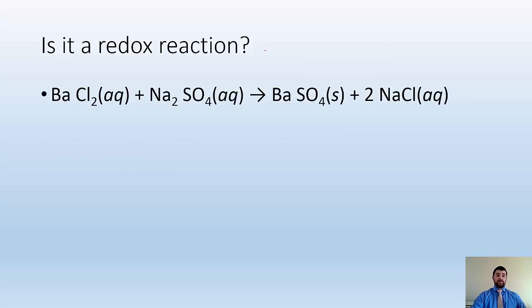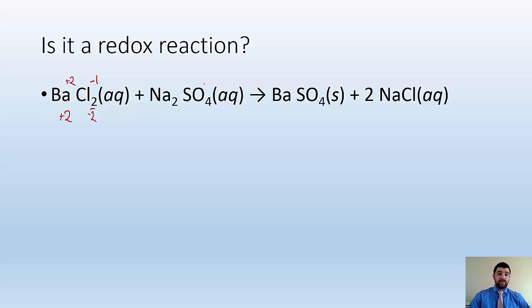So, is it a redox reaction? Well, let's take a look. I'm looking at this reaction. I always start with the more electronegative atom, and I have chlorine, so I know each chlorine is -1. If I got 2 of them, that tells me I got -2 charge overall, which means I need a +2 because this compound has to be neutral. So barium has a +2 here.